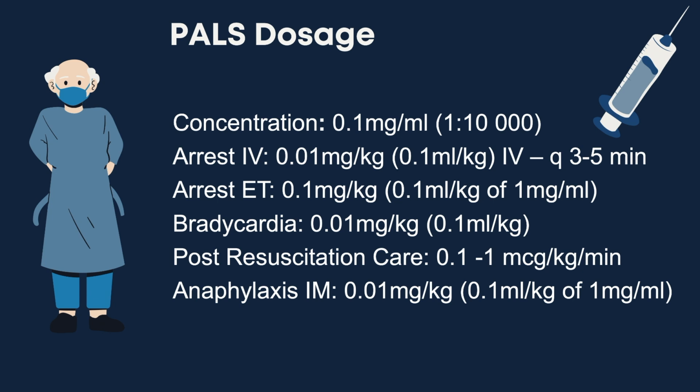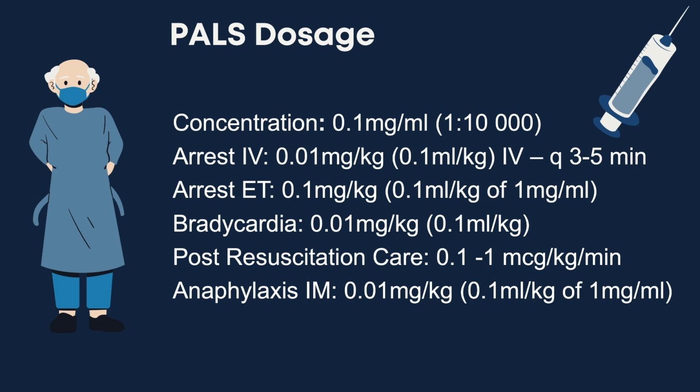The endotracheal dose is 0.1 milligram per kilogram or 0.1 mls per kilogram of the 1 milligram per ml concentration, or 1 in 1,000. Administer it every 3 to 5 minutes until the arrest stops or we have an IV/IO access available. For symptomatic bradycardia, the IV dose is 0.01 milligrams per kilogram or 0.1 mls per kilogram of the 0.1 milligrams per ml concentration.